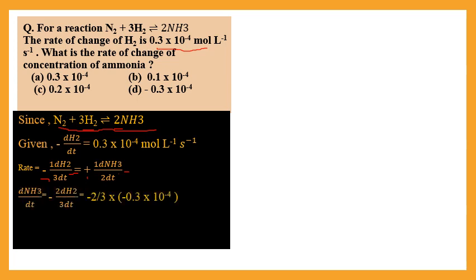Now we have to calculate the value of d[NH3]/dt, which is the rate of change of concentration of ammonia. On rearranging the equation, you get minus 2 by 3 d[H2]/dt, and we know d[H2]/dt is given as 0.3 into 10 to the power minus 4. On putting in the value and solving, the final value is 0.2 into 10 to the power minus 4. So the correct option is option C here.